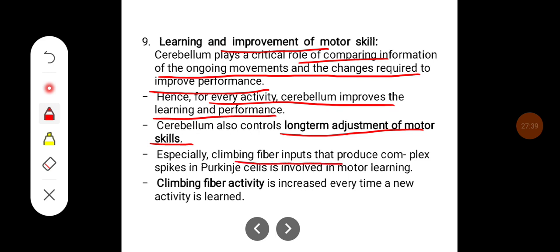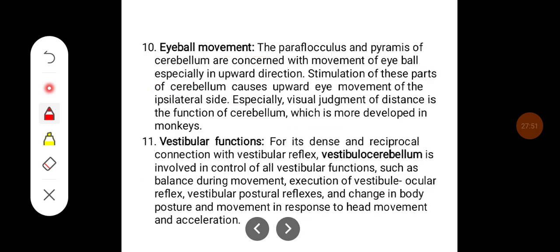Especially the climbing fiber inputs produce complex spikes in Purkinje cells that is involved in motor learning. Climbing fiber activity is increased every time a new activity is learned. They are also useful in eyeball movement. The paraflocculus and pyramis of cerebellum are concerned with movements of eyeball, especially in upward direction.